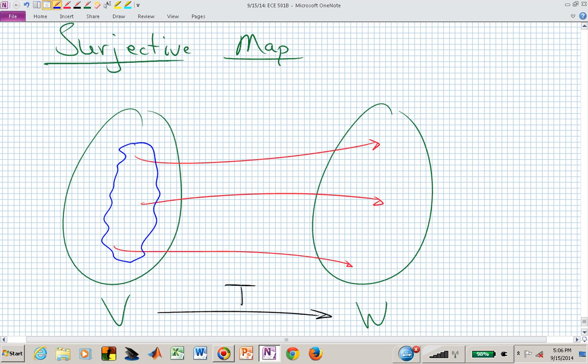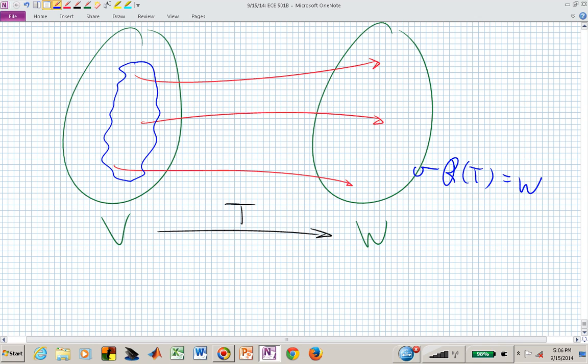So let's say that this is now the range of T, which is equal to W. That's all of W. That's the picture we have for a surjective map. We can cover everything by this linear map T from V to W. Whatever we take in V, it's going to cover. If we take enough points, it will cover W.